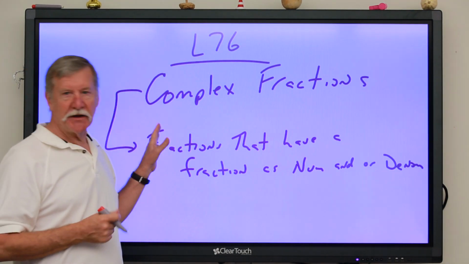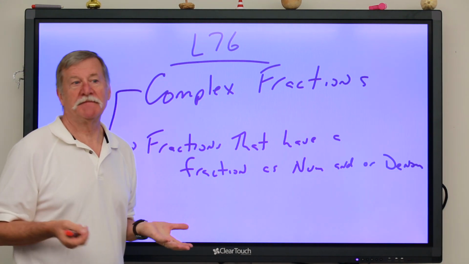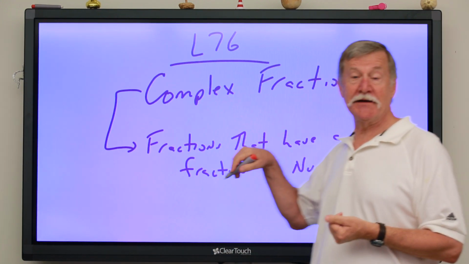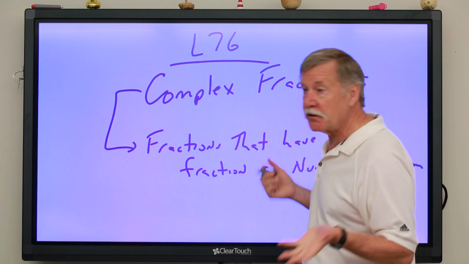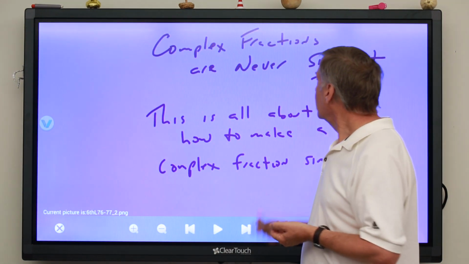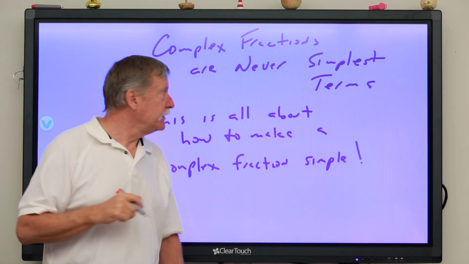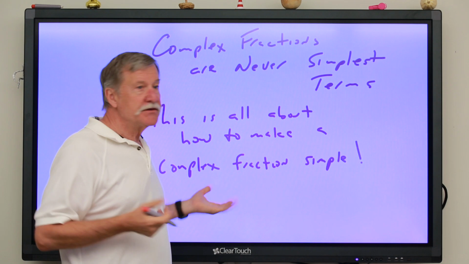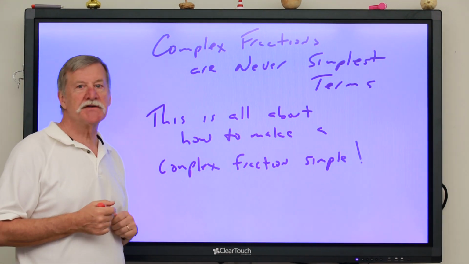Something called complex fractions. Fractions that contain a fraction. That's a complex fraction. The fraction can be in both numerator and denominator. It could be a fraction on top of a whole number, or a whole number on top of a fraction. Doesn't really matter. All right? Complex fractions, and the thing you really have to understand here is that complex fractions are never in simplest terms. So this lesson is all about how to make a complex fraction simple.